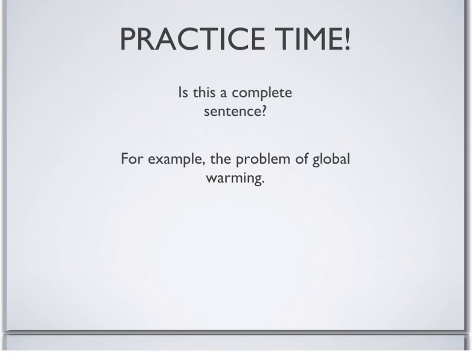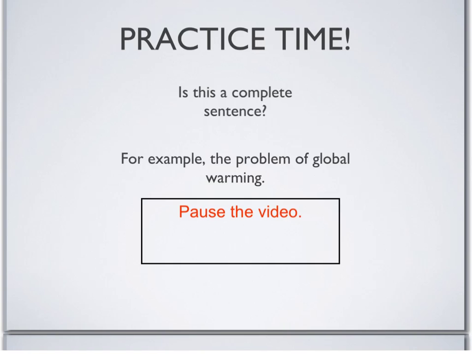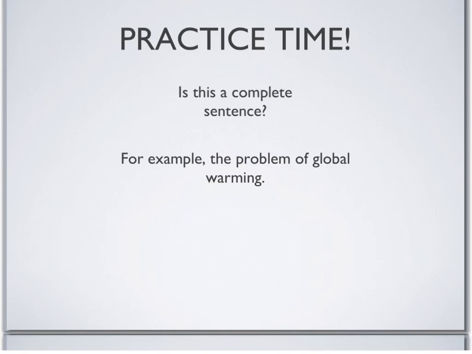Here's another practice sentence. Check for all three parts. Pause the video while you think of your answer. In this sentence, we have a subject, the problem of global warming, but we're missing a verb. We could fix this sentence by saying, for example, the problem of global warming is very serious. Is a verb. That makes the sentence complete.